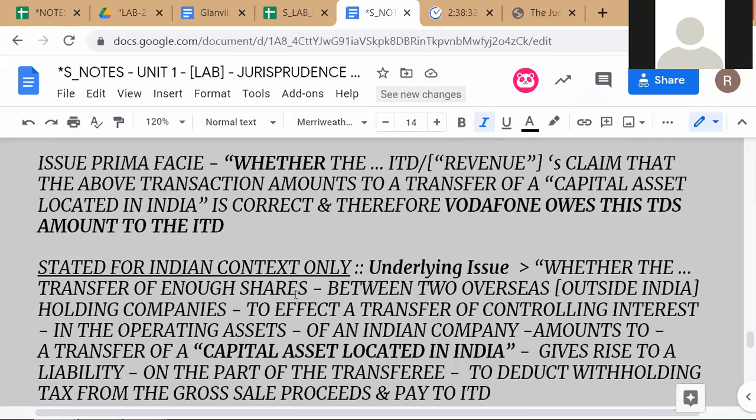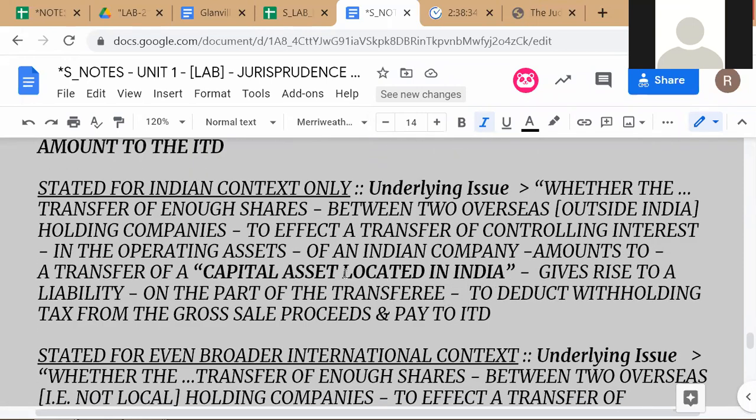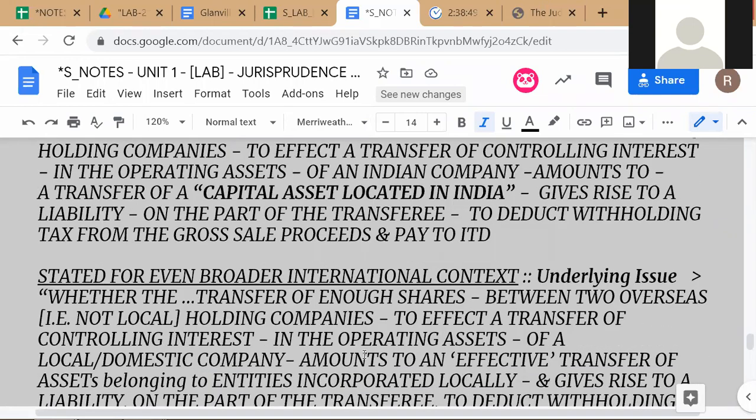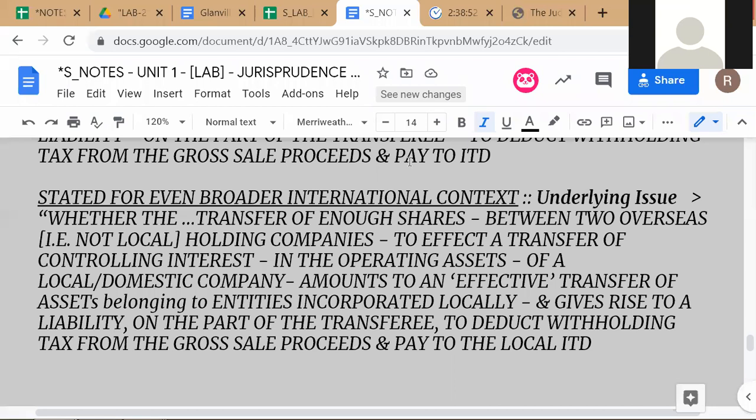Then we go more general, at the India level. Then we link it to a capital asset located in India. There's the language of the Income Tax Act, and whether this is actually treated as a transfer of a capital asset. Then we go even more general, and we state the underlying issue, that principle of international taxation. As Sanchit correctly mentioned, we can contrast between a domestic company and an international overseas holding company, which transfers, and then whether there is a de facto transfer locally and domestically, as he said here.